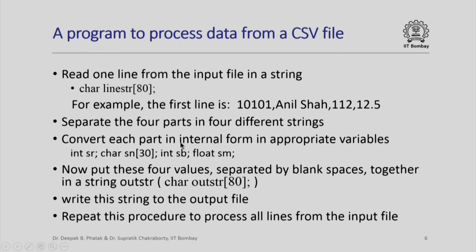Then we wish to convert each part into an internal form commensurate with the type of the variable that we use. For example, int sr and int sb will denote roll number and batch, float sm will denote marks for the student and char sn[30] will denote the name of the student. Next, we want to put these four parts, separated by blank spaces now, not comma, together in a string called out string. Let us say we define it as char outstring[80] and we want to write this string to the output file. We wish to repeat this procedure to process all lines from the input file.